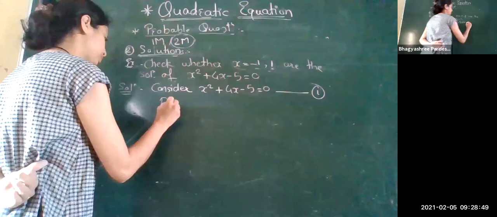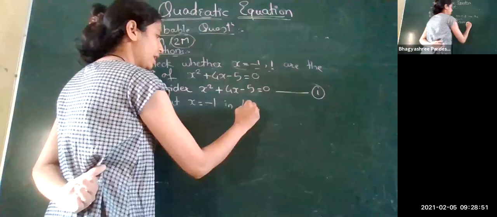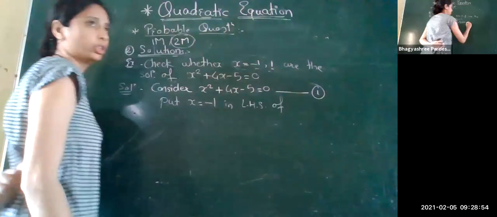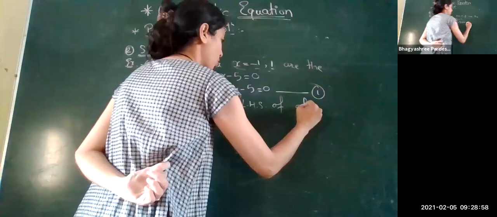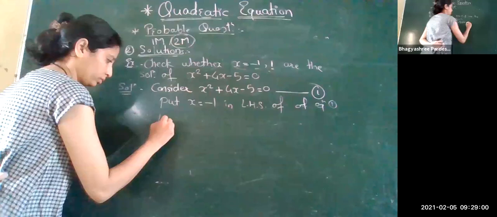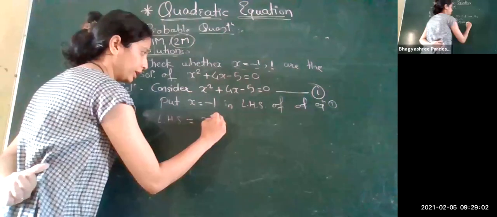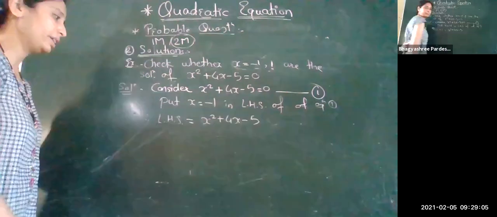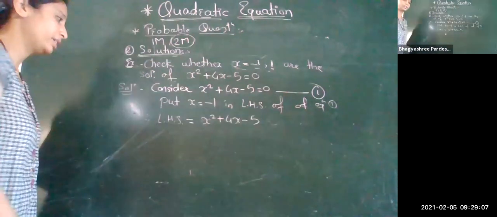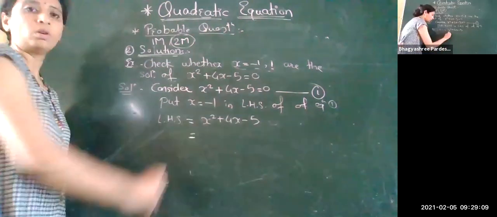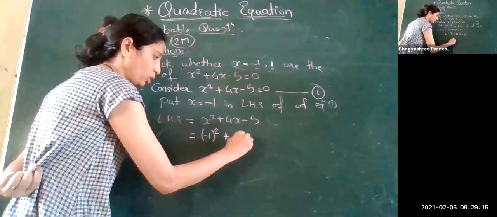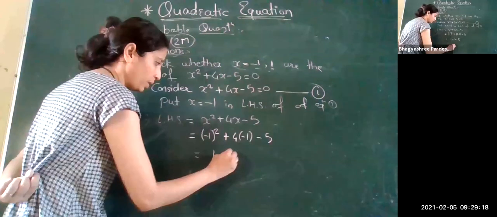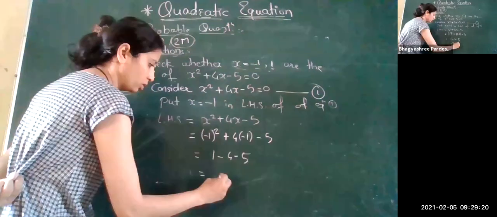Since we have to check whether this is a solution or not, we are going to check LHS equals RHS. So LHS of equation 1 is x square plus 4x minus 5. So this is our LHS. Simply substitute the value of x is equal to minus 1. So this is minus 1 square plus 4 into minus 1 minus 5. This is 1 minus 4 minus 5. So this is minus 3 minus 5.